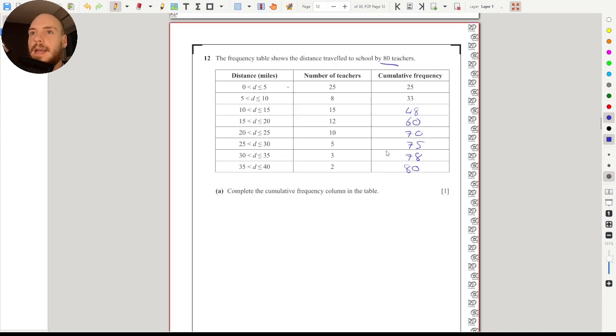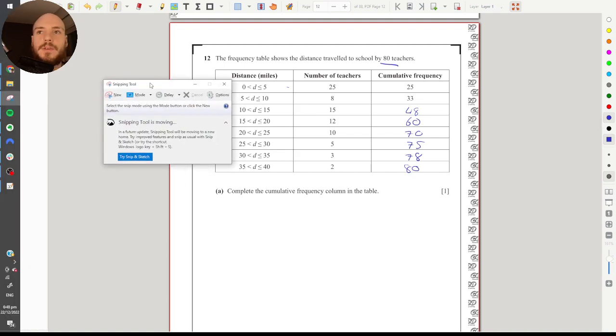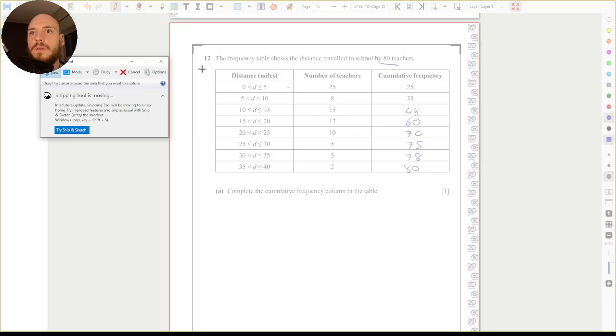Okay, so give me 1 second. So what I'm going to do here is I'm just going to take my snipping tool, and I'm going to take a snippet of this.